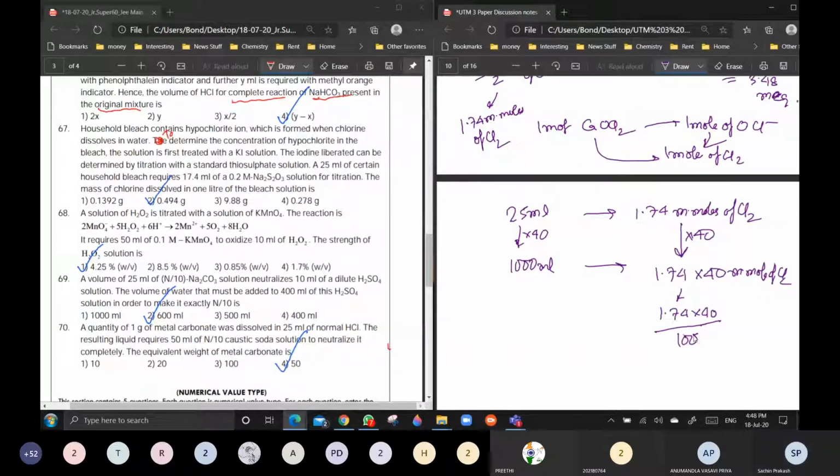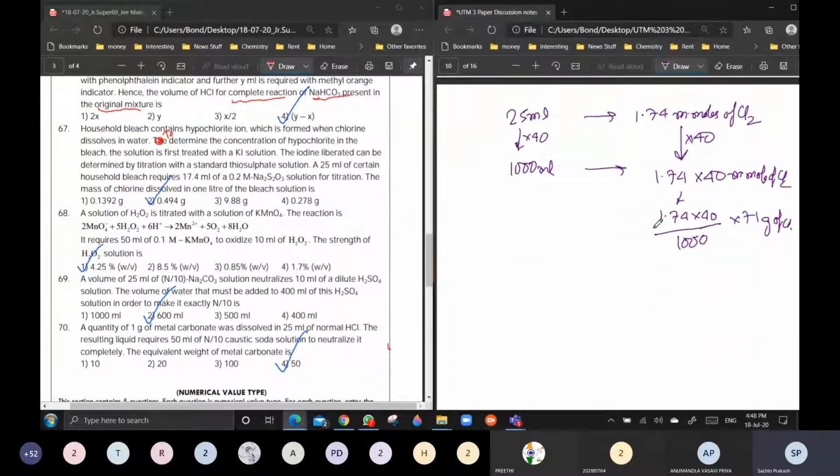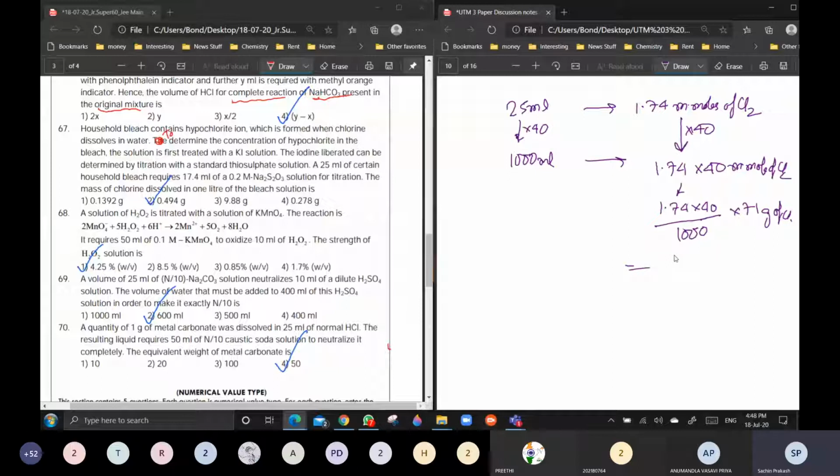By 1000 moles of Cl2 into 71 will give us grams of Cl2. So they are, I think, asking how much mass of chlorine will be there in 1 liter. So if you are doing this calculation, this will go like this. So we take it to 1.74 into 40 by 1000 into 71, which gives 4.94 grams, something like this.